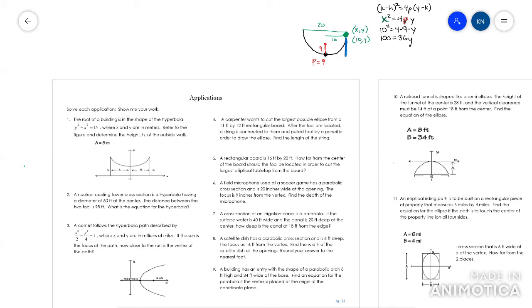When you divide that, as a fraction you would get 100 over 36, which reduces to 25 over 9. So you could probably leave it like that. You could also make it a decimal if you wanted, but basically that's that blue height, aka the depth of the microphone. That's how deep it is. And they're talking in terms of inches here.